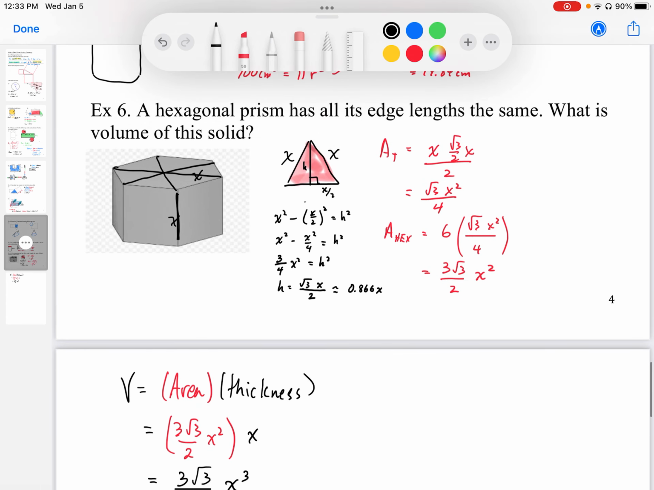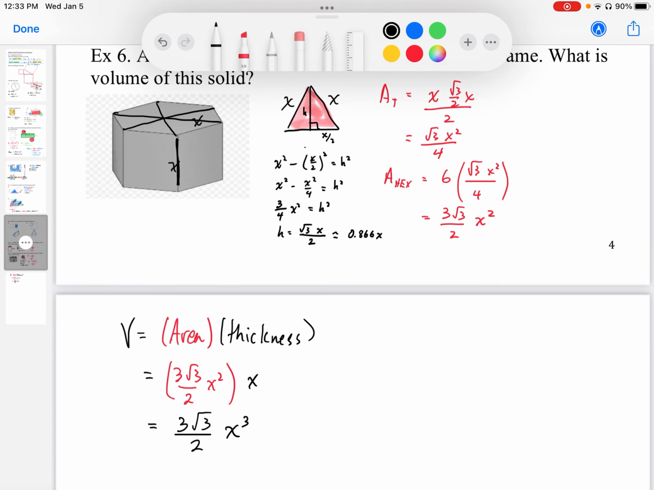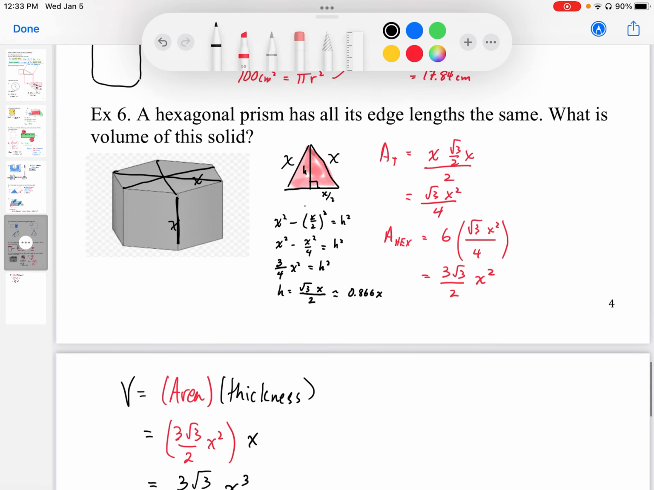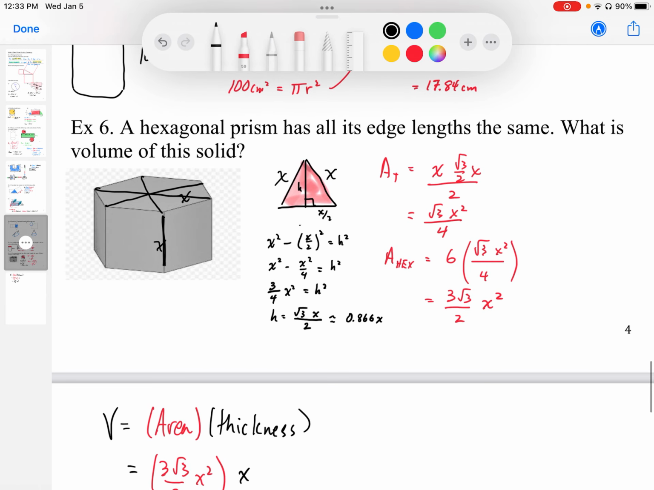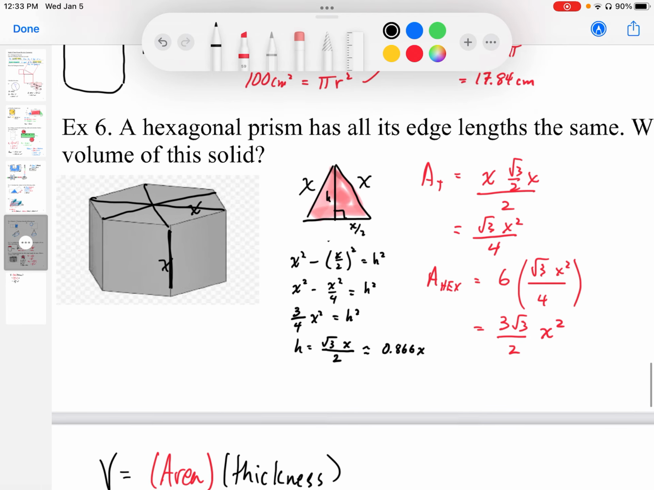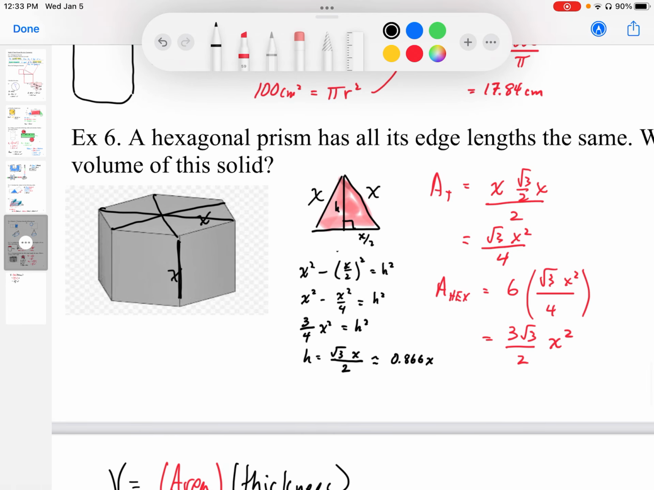Now if you want to solve this where x is 1, you're just going to end up with 3 root 3 over 2, and you can work it out that way. But this is a challenge problem because of the variables involved, having to use Pythagoras, and having to negotiate dealing with that regular hexagon, which needs to be broken up into 6 equilateral triangles.